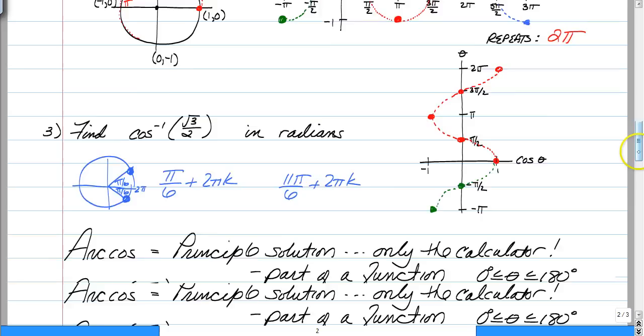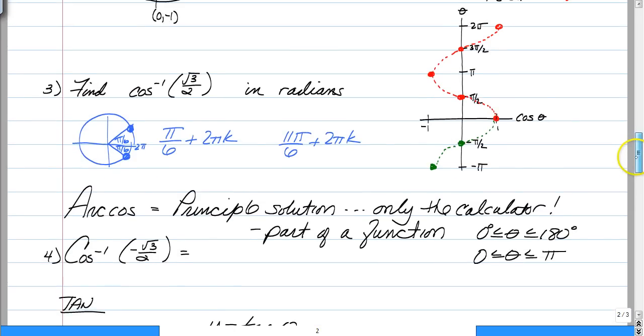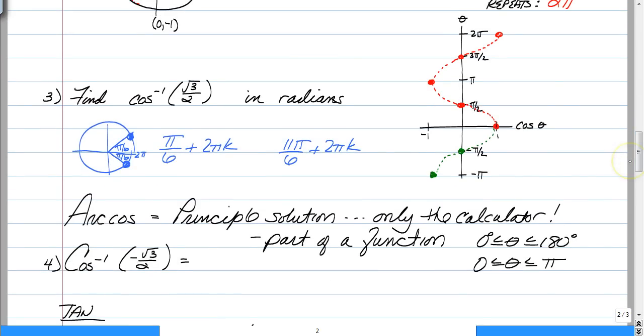It's only your calculator. Now, this one is going to go from 0 to 180, though, or 0 to pi. And that's because, let's look again, it must include 0. So we're starting here, and we are not allowed to have repeats. So this will make it a function. So there is your arc cos.